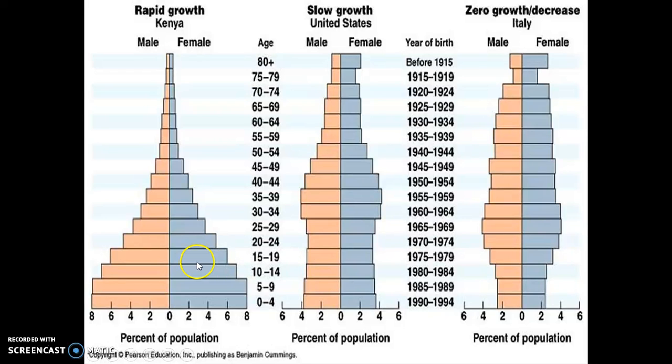Okay, but the main ones they're going to show you are ones that look like this, which means rapid growth, and ones that look upside down to this, which is going to mean decline. Okay, if you don't understand this, please pause now and ask me about it.